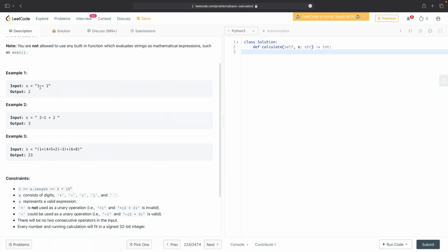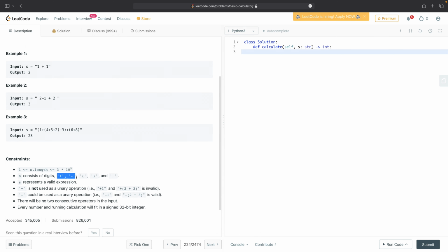Anyway, so 1 plus 1 has to evaluate to 2, 2 minus 1 is 1 plus 2 is 3, sure enough it evaluates to 3, and then 1 plus 4 plus 5 plus 2 minus 3 plus 6 plus 8. So it looks like we're only dealing with pluses and minuses here. Plus is not unary. Minus could be unary.